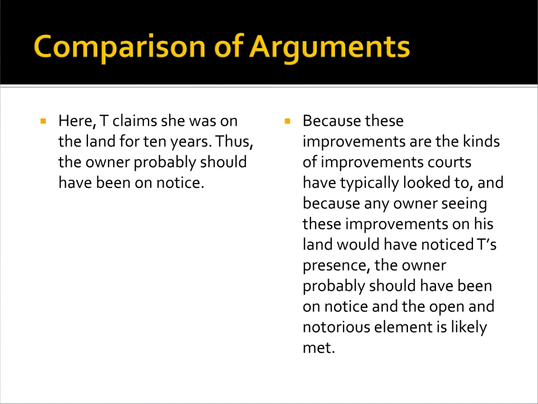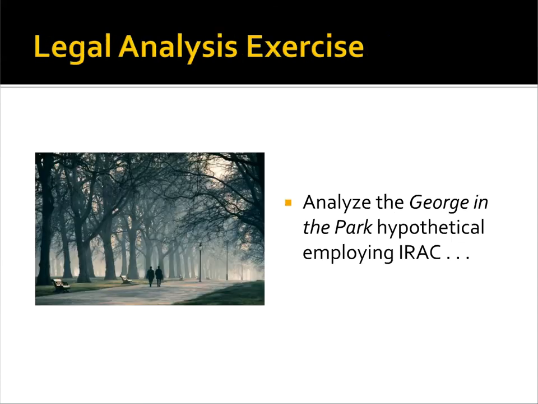And here you can see the differences in the conclusion, where on the left side you have a very clear conclusory argument. T claims she was on the land, but doesn't provide any additional detail, and the owner probably should have been on notice, so no additional detail. And on the right you can see all of the various ways we discussed improvements, what the owner should have seen, that the owner should have been on notice, that the open and notorious element is likely met, etc., etc. So the details, again, are really, really key.